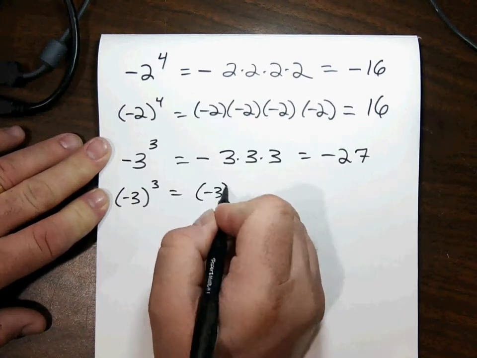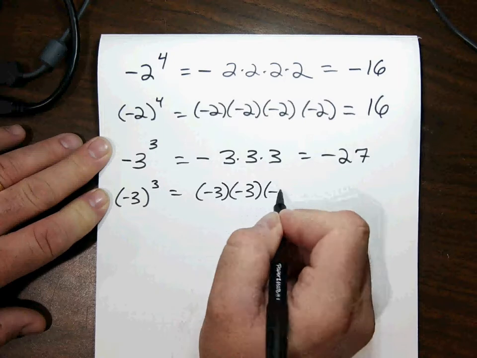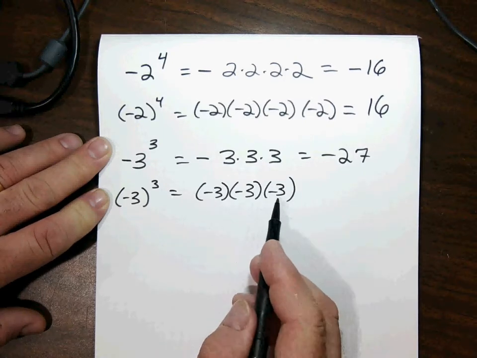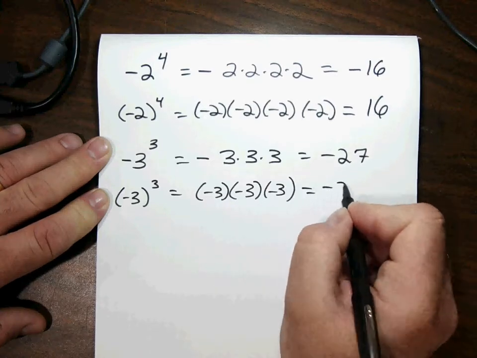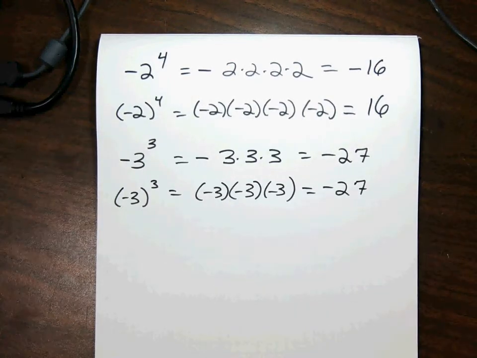This time the negative does go for the exponent, right? Negative 3 times negative 3 times negative 3, I have an odd number of negatives at work, so the answer is going to be negative. So you see I get the same answer both times, for different reasons though, when the exponent is odd. In one case the negative did not go for the exponent ride, so that made the answer negative. In the other case it did go for the exponent ride, but there was an odd number of them, so it also was negative.